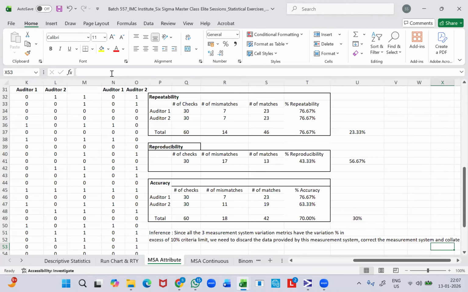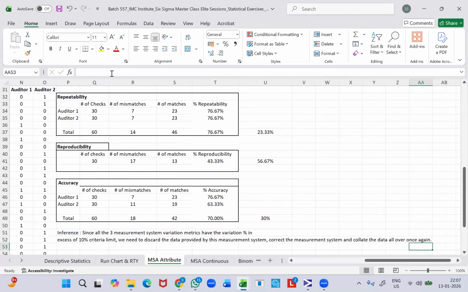You cannot help it. So that's why I told you, if only you had been performing this exercise on a routine basis, even when you find that the measurement system is not actually working fine, there would have been an opportunity for us to correct the measurement system. But during a Six Sigma project, if you find that the measurement system was not actually working fine, we will not be able to consider the data provided by that measurement system. So we would need to correct the measurement system and collate the data all over once again, which would only result in delay in completion of the Six Sigma project exercise.